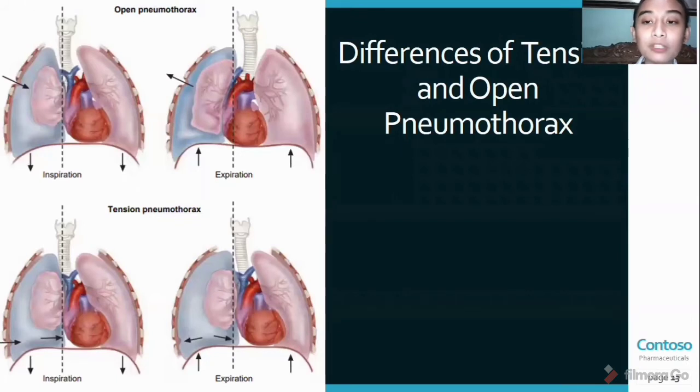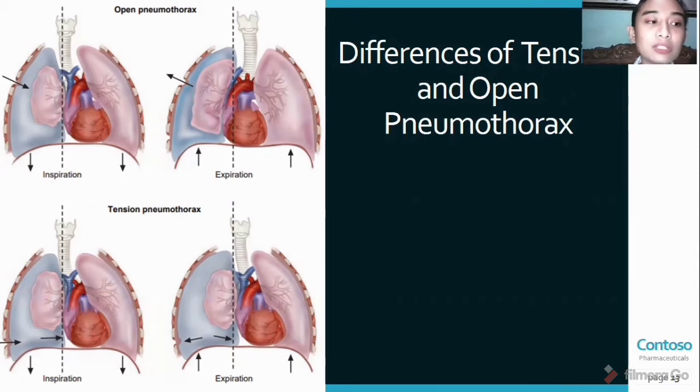The difference between tension and open pneumothorax. The open pneumothorax is at the top and the tension pneumothorax is at the bottom. In open pneumothorax, air enters the chest during inspiration and exits during expiration. A slight shift of the affected lung may occur because of a decrease in pressure as air moves out of the chest.